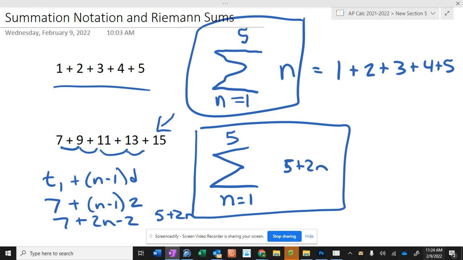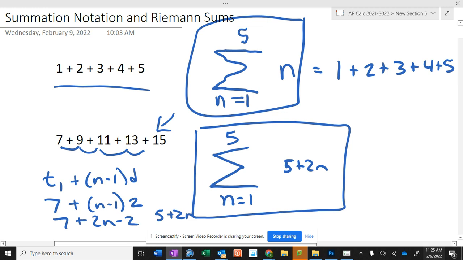So the bottom is always going to be 1? It could be 0 or 1. And the top will always be the number of terms. Yep. The top is the number of terms. And then the expression is the relationship. This doesn't seem too bad until you start adding first and second terms.